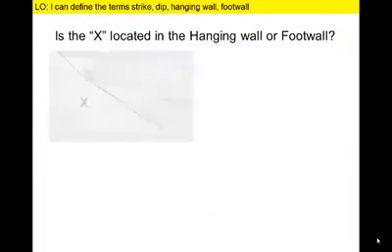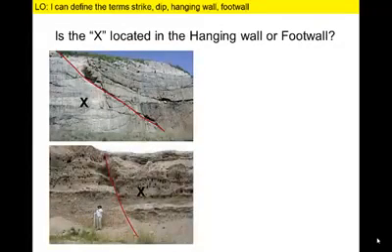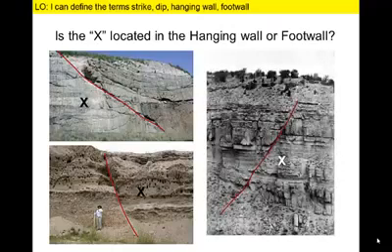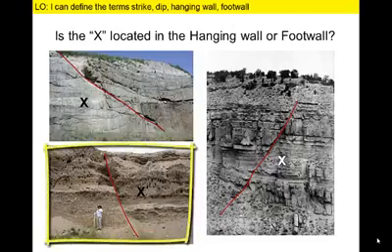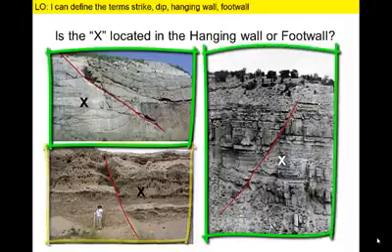Here are three images of faults, with the faults indicated by the red lines. Can you identify the hanging wall and footwall for these three faults? Notice that X is only above the fault or in the hanging wall for this image, and it is in the footwall below the fault in both of these images.